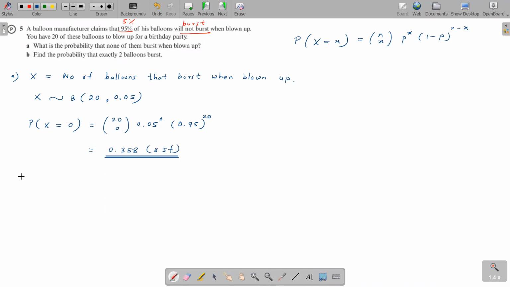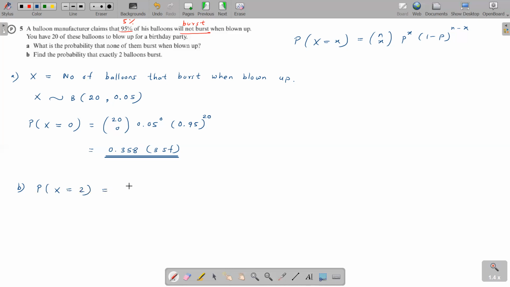Okay, and then we'll move on to part B. So this is the answer for part A, right? I hope everything is clear. Part B, what is the probability that exactly two balloons burst? So if exactly two balloons burst, what's the X value? Now here I have defined X as the number of balloons that burst. So if exactly two balloons burst, that means X is equal to 2.